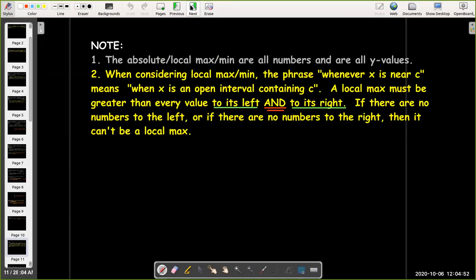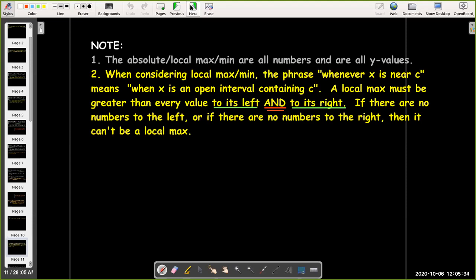And when we're considering a local max or a local min, we have that phrase whenever x is near c. So that really means when x is in an open interval containing c. So that tells us that c has to be in the interior of the domain of f. There must be points to the left of c and to the right of c. Otherwise, it's not in the interior. You can't put an open interval around it. There has to be a little bit of space to the left and a little bit of space to the right.